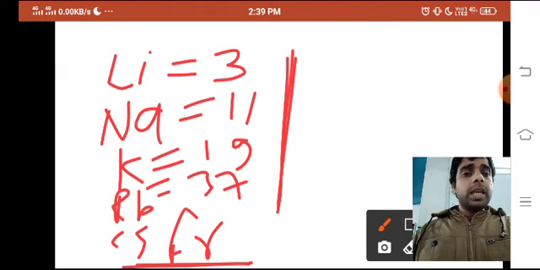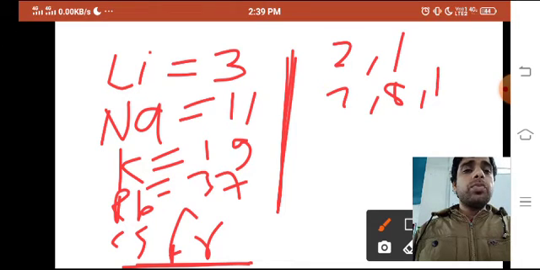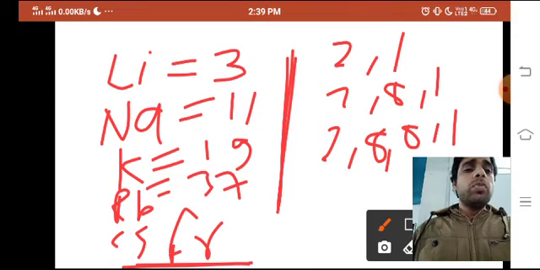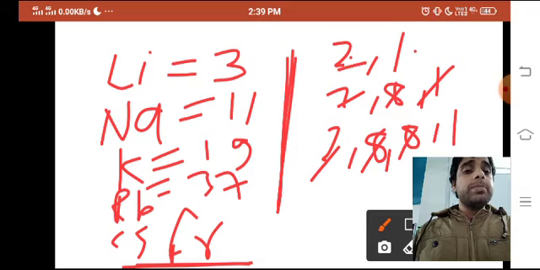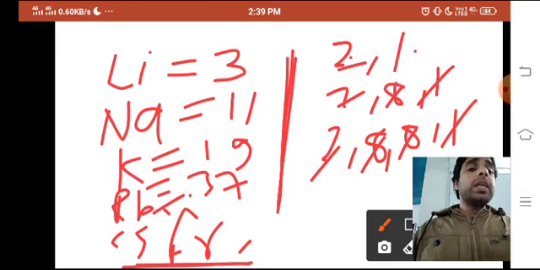So what would be there? 2 1, 2 8 1, 2 8 8 1. What you are seeing is that the number of shells is increasing. K shell, L shell; K shell, L shell, M shell; K shell, L shell, M shell, N shell. In this one, K, L, M, N and O shell. In this one, P shell. In this, Q shell. That means the shell number is increasing.